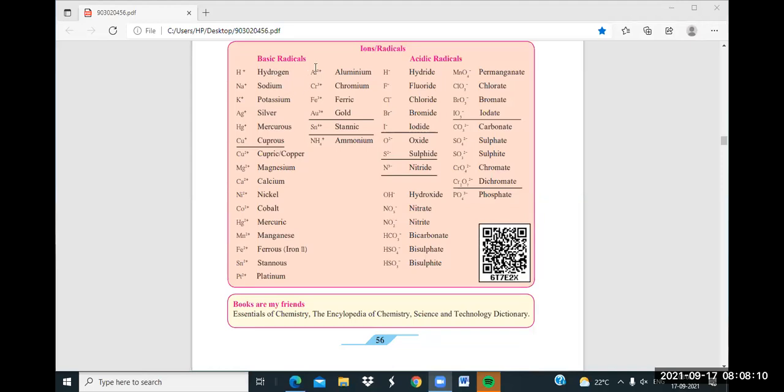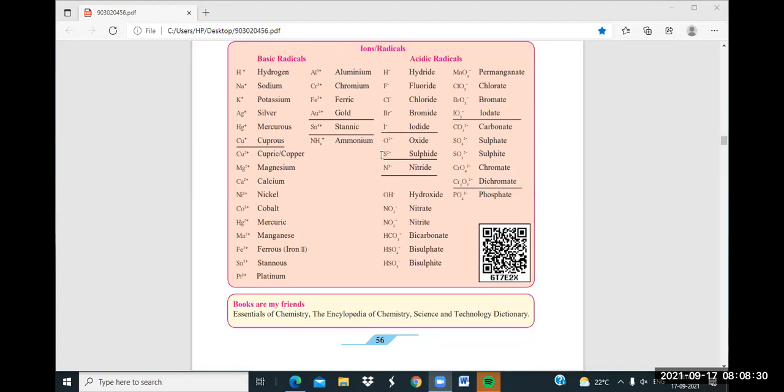Here Al3+. You can write there Cr3+, H+, Na+, K+. These all are the basic radicals. The next one, composite radicals. So which are the composite radicals? Those are showing properties of both acidic as well as basic.